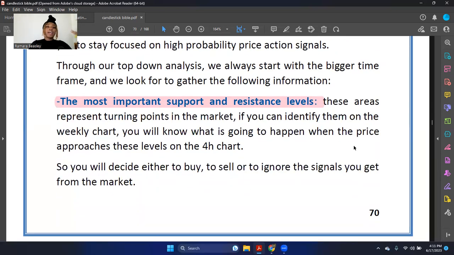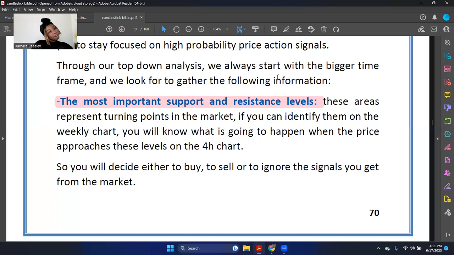All right. So throughout the top-down analysis, we want to start with a bigger time frame. We look for the following information. One is the most important support and resistance. These areas represent turning points in the market. If you can identify them on the weekly chart, or in this case, if we're going to do the 1 hour time frame, which is the daily, you will know what is going to happen when the price approaches these levels on the 4 hour chart.